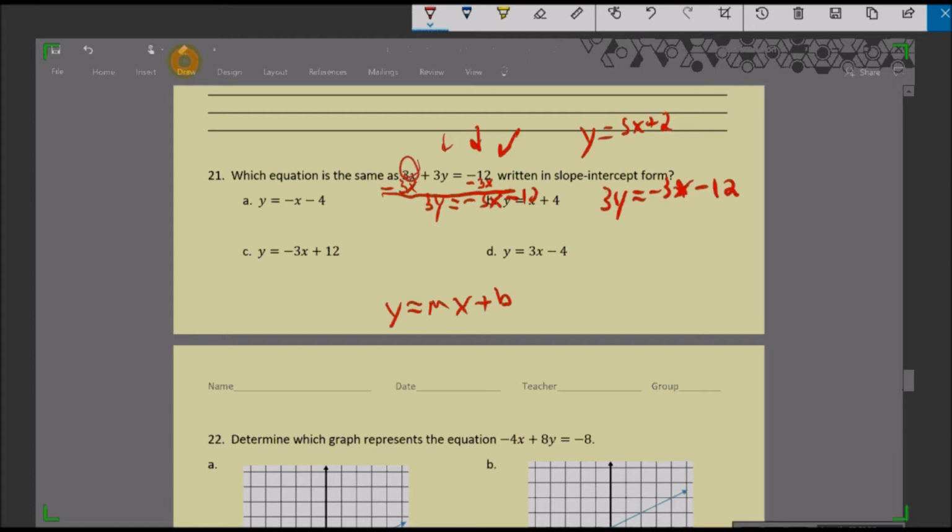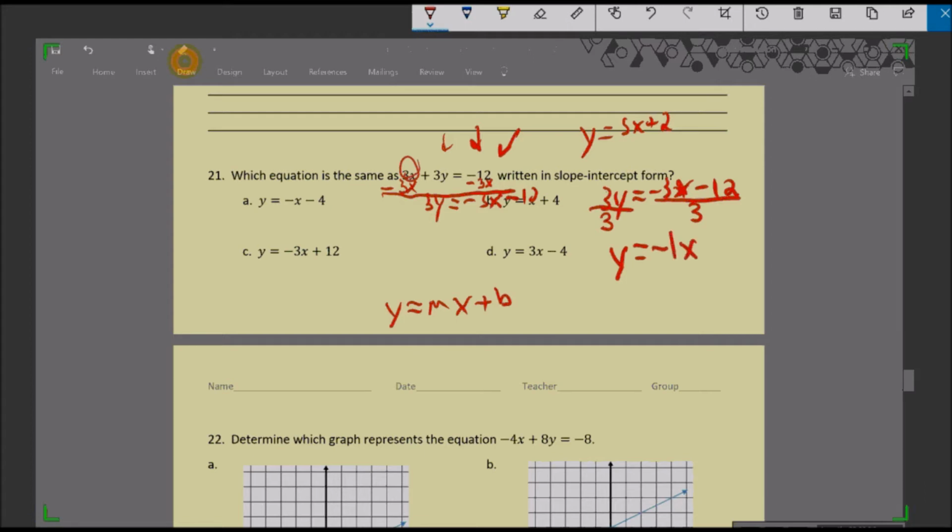Now the other step that seems to confuse students is dividing by 3. To get rid of multiplication, we do the opposite, which is division, but we have to divide this entire side by 3. The entire thing we've got to divide by 3. So you would get the y by itself. The 3's cancel out, and you get negative 3x divided by 3. Negative divided by positive is a negative, so you get negative 1x.